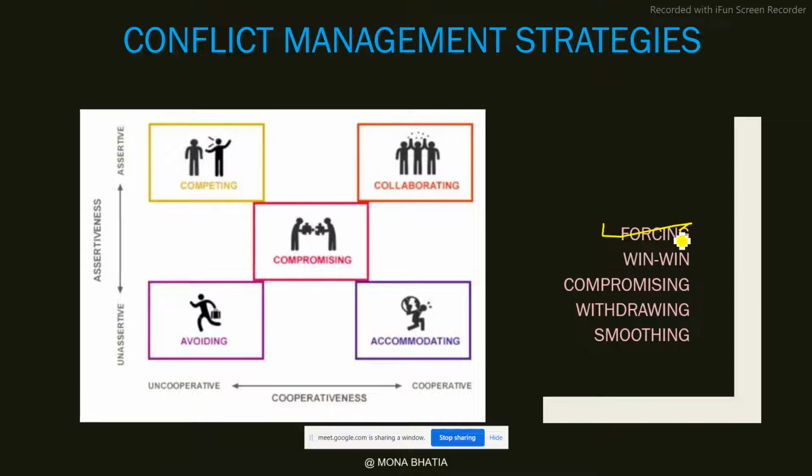Win-win situation ko hum log collaborating bhi kehte hain. Theek hai? Win-win situation is also called collaborating. That means here, aapka concern for yourself is also important, but concern for others is also the same. Forcing mein kya tha? Concern for self becomes more important than the concern for the other person. But here, dono ka situation dekhna, and it has to come to a win-win situation where both the parties are not losers. Theek hai? So, in collaboration, what is important?